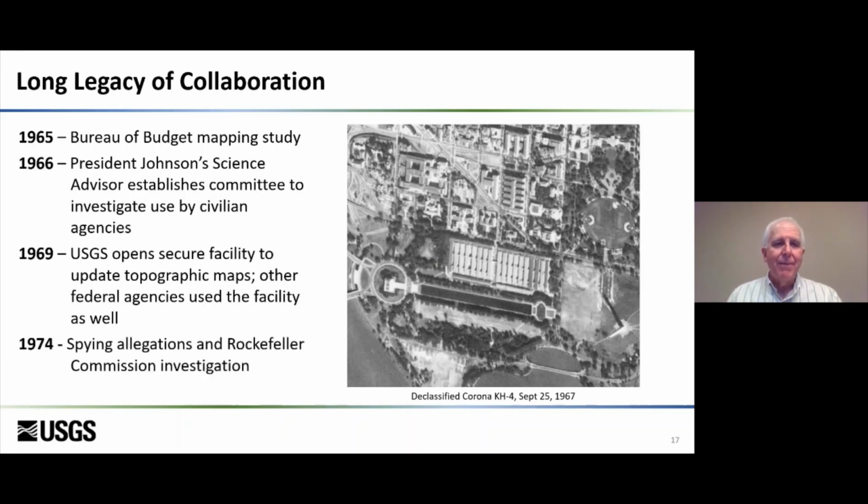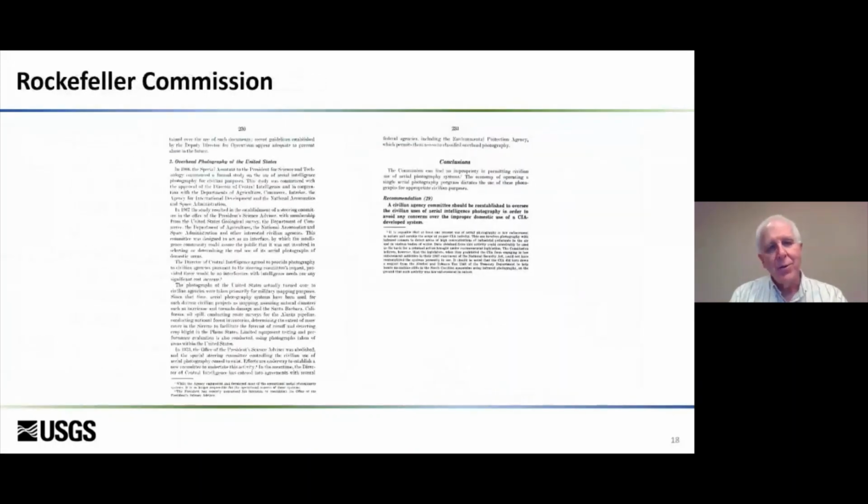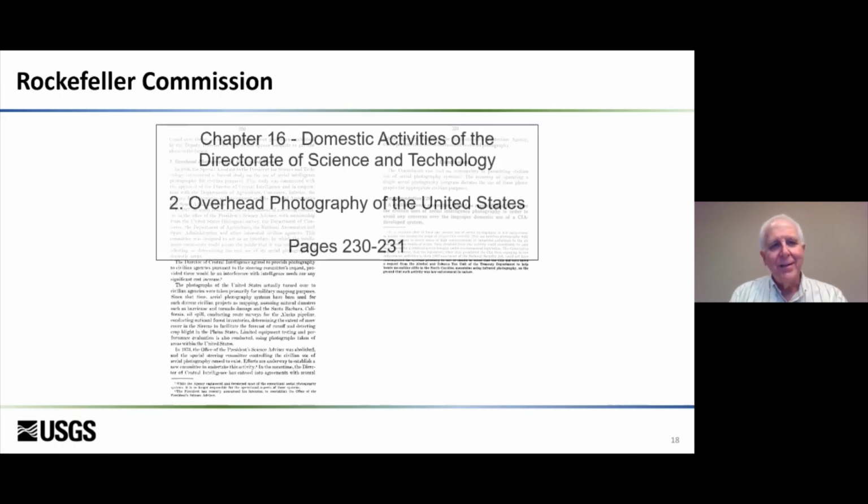Now then 1974 happened, and the New York Times published an article with allegations that the intelligence community was spying on Americans. President Ford established a commission chaired by his vice president, Nelson Rockefeller, to look at those allegations. So 2 critical pages of that report, and I know this is too small for you to see, but Chapter 16, Domestic Activities of the Directorate of Science and Technology, Section 2, Overhead Photography of the United States, and then the relative pages 230 to 231.